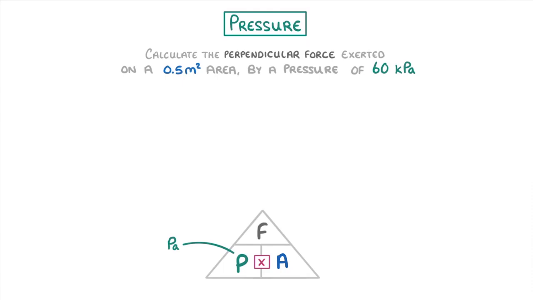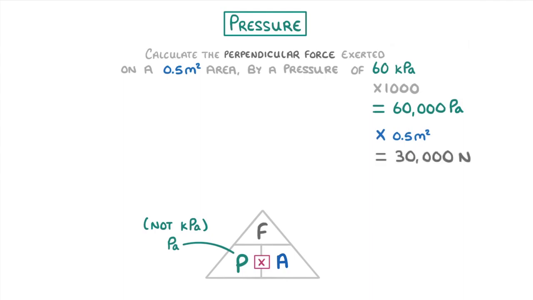Pressure is measured in pascals though, not kilopascals. So we first have to multiply the 60 kilopascals by 1000 to get 60,000 pascals, which we can then multiply by our area of 0.5 meters squared to get 30,000 newtons, or 30 kilonewtons, which would be our final answer.